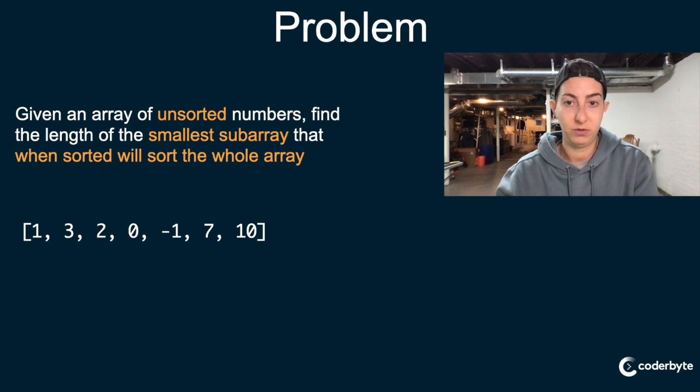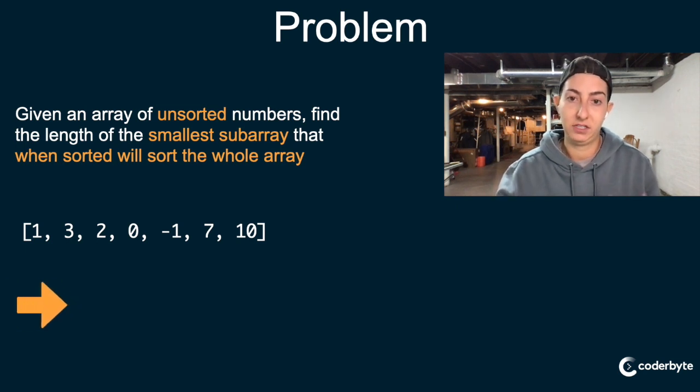Here we have an array with some numbers, and the key here is that they are unsorted, right? So there's a -1 and a 0 kind of thrown in the middle, etc. So the question is, find the smallest subarray that if we sort that subarray, the whole array will be a sorted array. So in this example, the length of the smallest subarray that will sort the whole array when sorted is 5. Now, what do I mean by that?